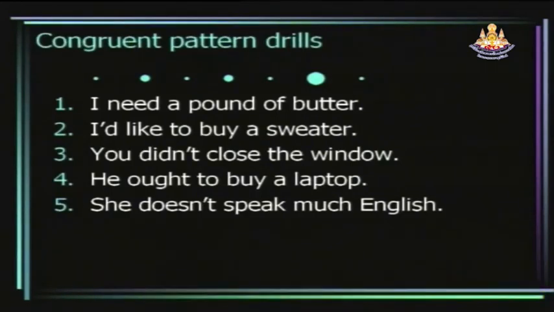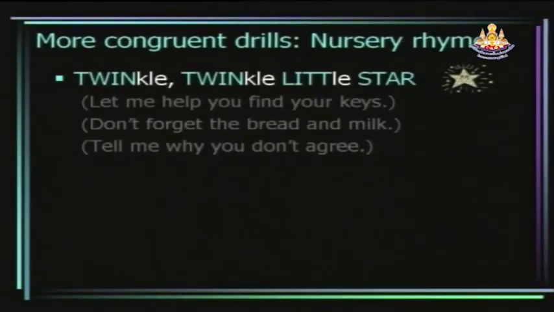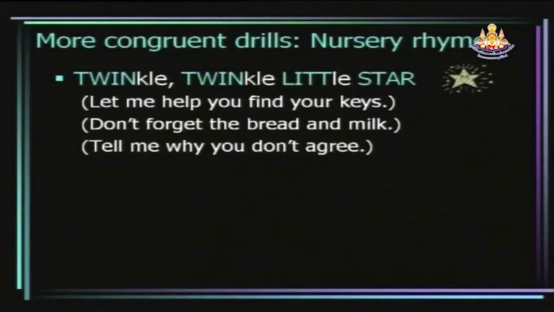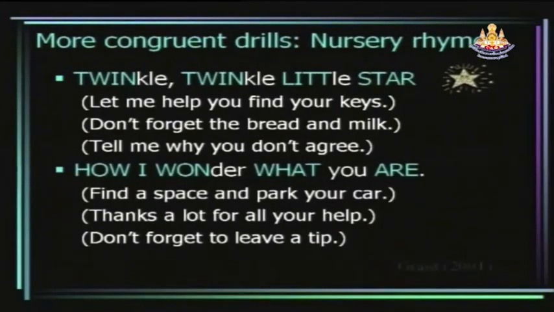Here's another example using nursery rhymes to begin the congruent drill from Linda Grant's book. Twinkle, twinkle, little star. Let me help you find your keys. Don't forget the bread and milk. Tell me why you don't agree. Or another one. How I wonder what you are. Find a space and park your car. Thanks a lot for all your help. Don't forget to leave a tip. The same rhythmic pattern. So these are very nice exercises to get your students feeling the rhythm of English.